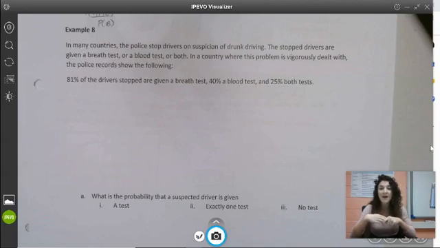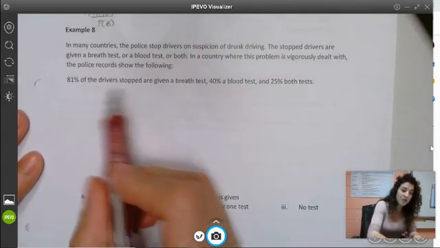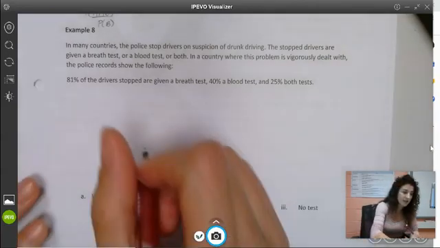And if you don't know where to start in a problem of probability, it's probably because you need to look at it in a visual way, which means you need to create some sort of diagram in order to figure out what's really going on here and what information you actually have. And so this is where the big puzzle aspect comes in, right? So we've got 81% of drivers that are stopped given a breath test, 40% a blood test, and 25% both tests.